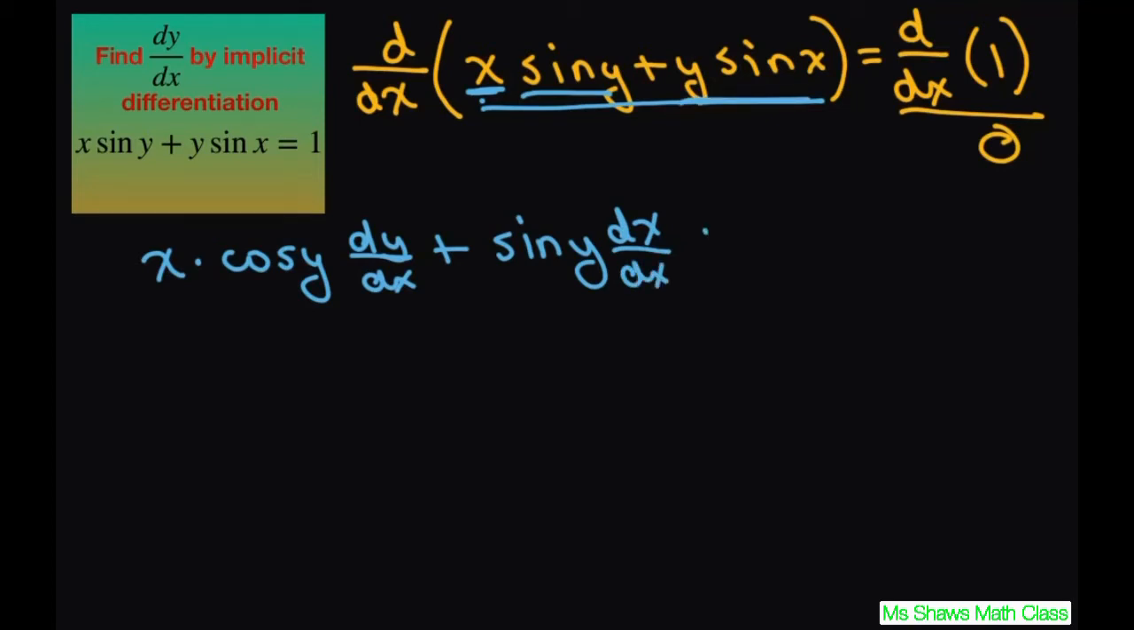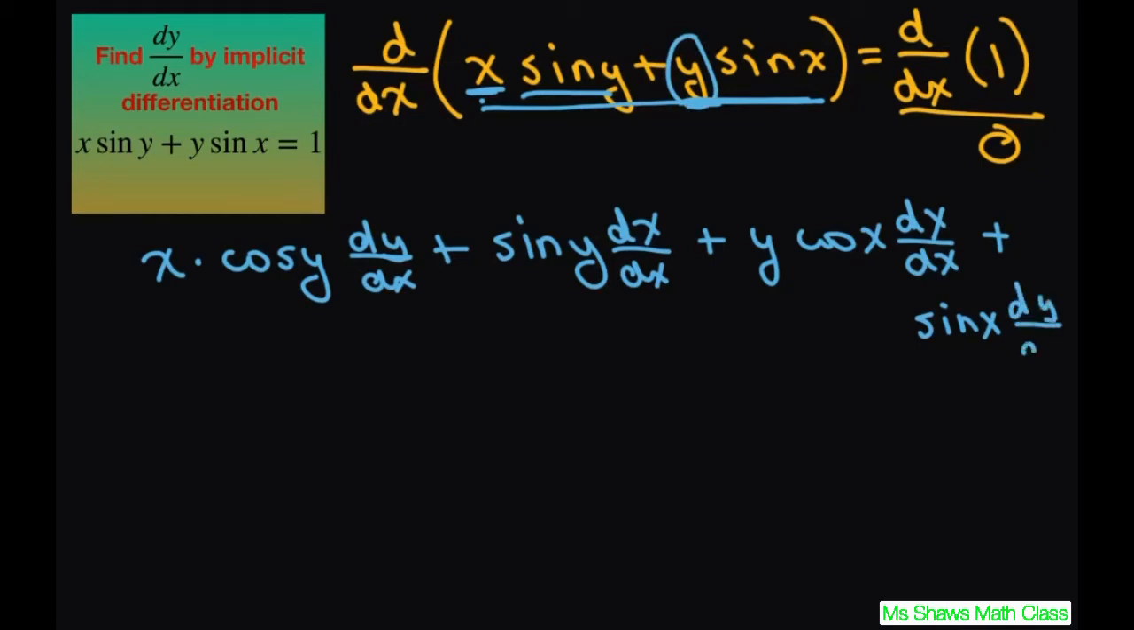So plus y times the derivative of sine of x, which is cosine of x, and that's with the derivative of x with respect to x, plus, and then you copy down, take your derivative of y, which is 1, so that's sine of x, but we took the derivative of y, so that's going to be derivative of y with respect to x. And again, this all equals 0.